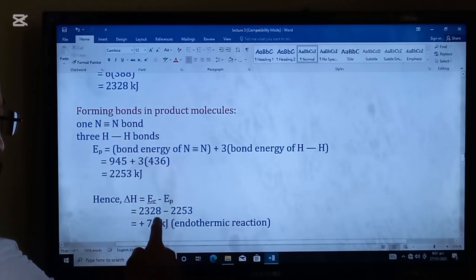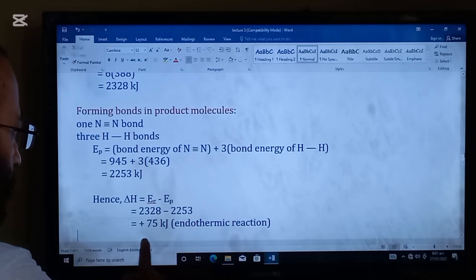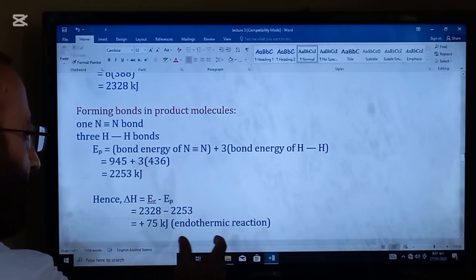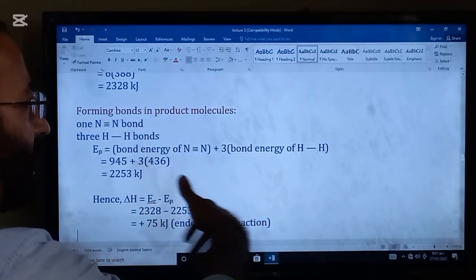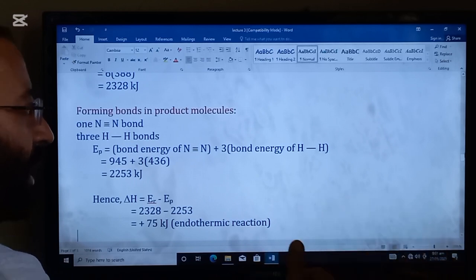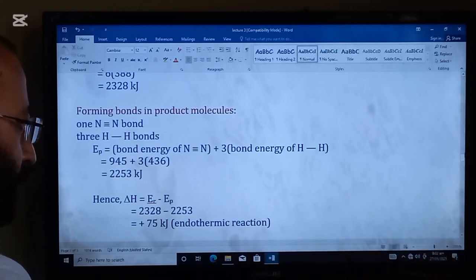2328 minus 2253, solving it on the calculator will give us this answer. Because the answer is positive, it will be an endothermic reaction. So it means this reaction is endothermic, that will take heat from the environment.